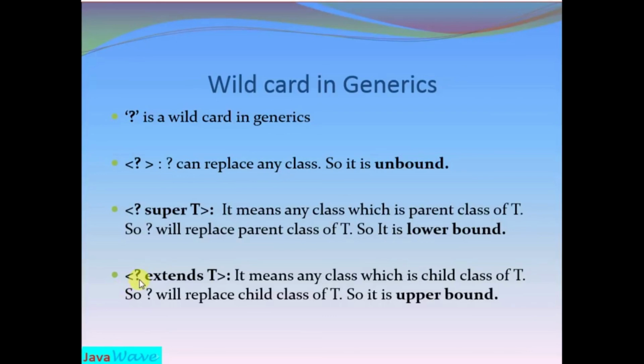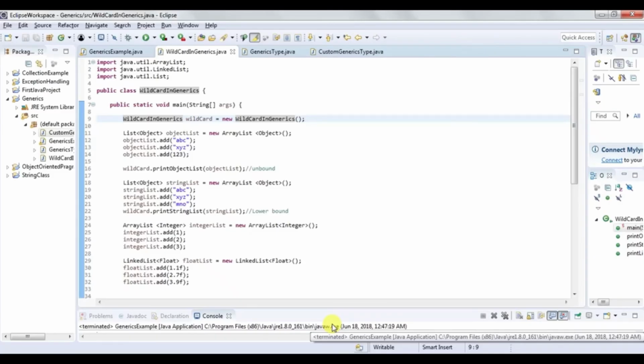And if it is written this way, question mark extends T, it means any class which is a child class of T, and the question mark will replace a child class of T, so it is upper bound. So let's try to understand these three uses of wildcard in Java code also. In this example, I will try to use wildcards. Wildcards are there to increase or decrease the number of classes which can be defined in the generics.